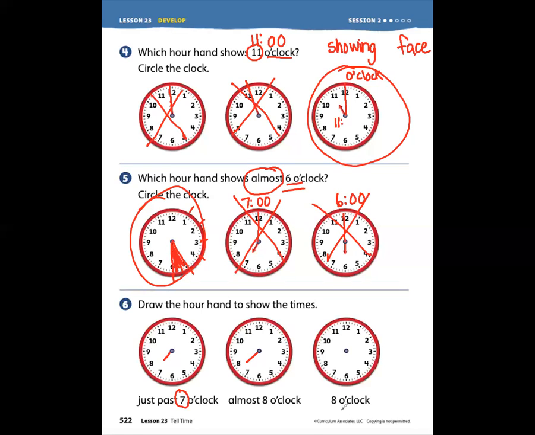And the next clock says 8 o'clock. So it has to be exactly pointing right at the 8. It is 8 o'clock.